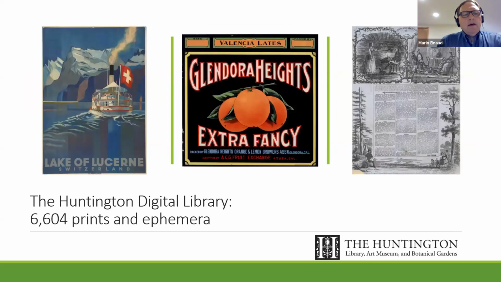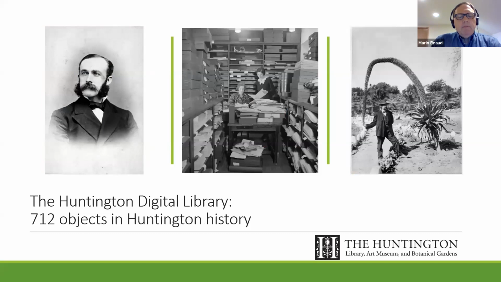We have 6,604 prints and ephemera. Prints and ephemera are really an exciting group of materials, as you probably all know. They contain a lot of social history, and they can be really, really fun and visual, especially for students. And because it is our digital library, we have images and objects from our own institution, including that handsome picture of Henry Huntington on the far left, looking off into the future.